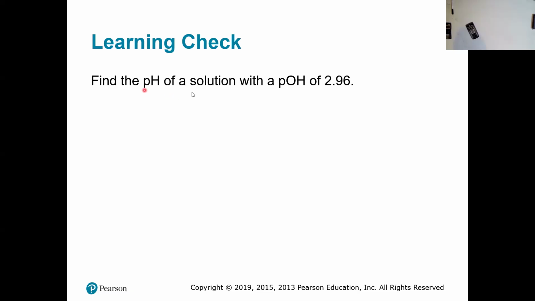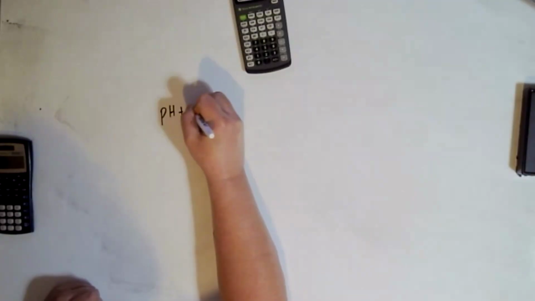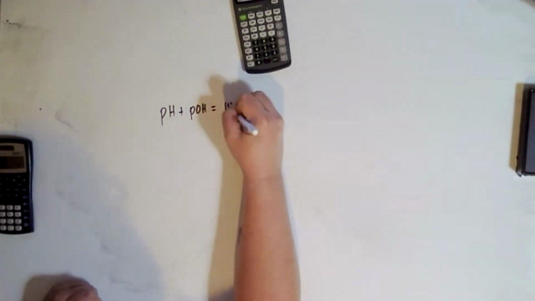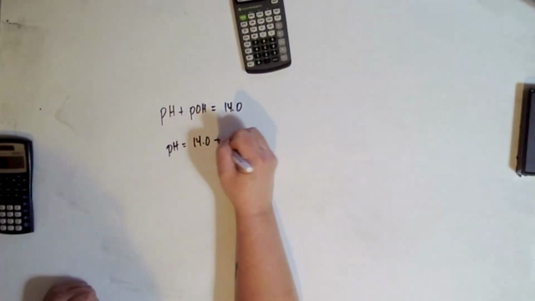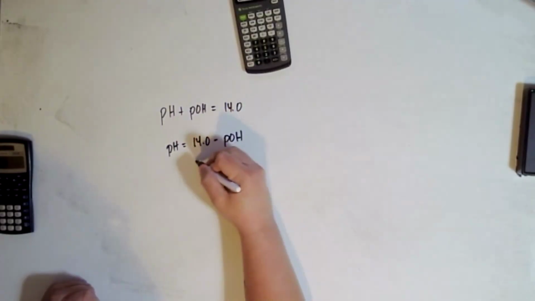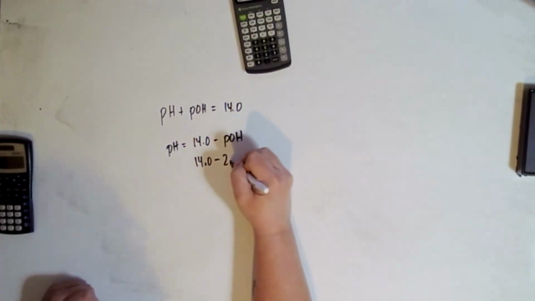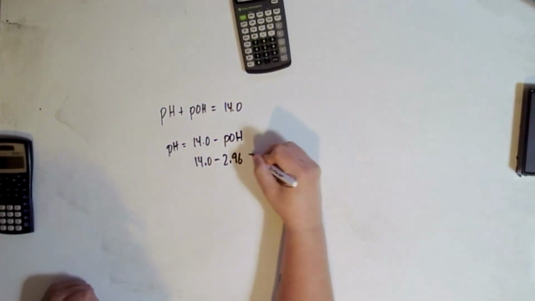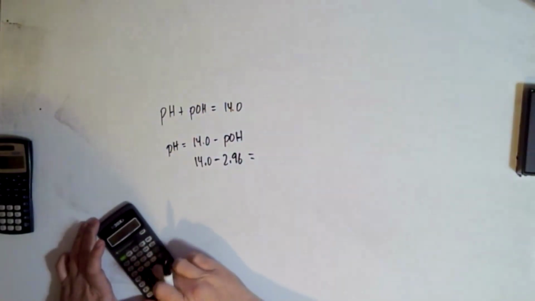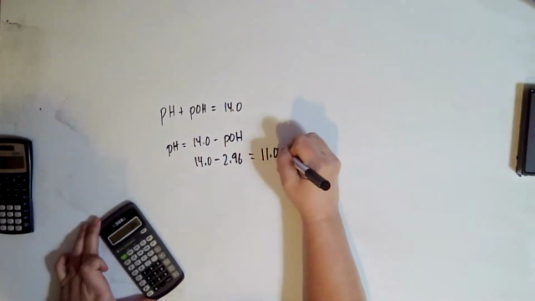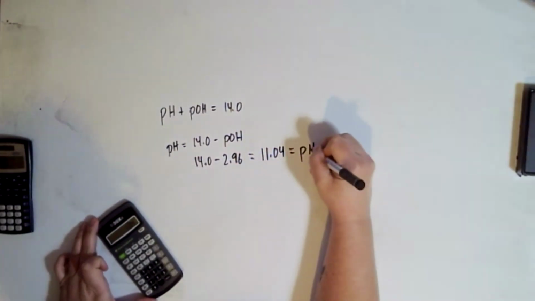So let's look at this example. Find the pH of a solution that has a pOH of 2.96. So we know that pH plus pOH is 14. So if I want to find the pH, it's going to be 14 minus pOH, which will be 14 minus 2.96 in this case. So that's going to be a pH of 11.04.